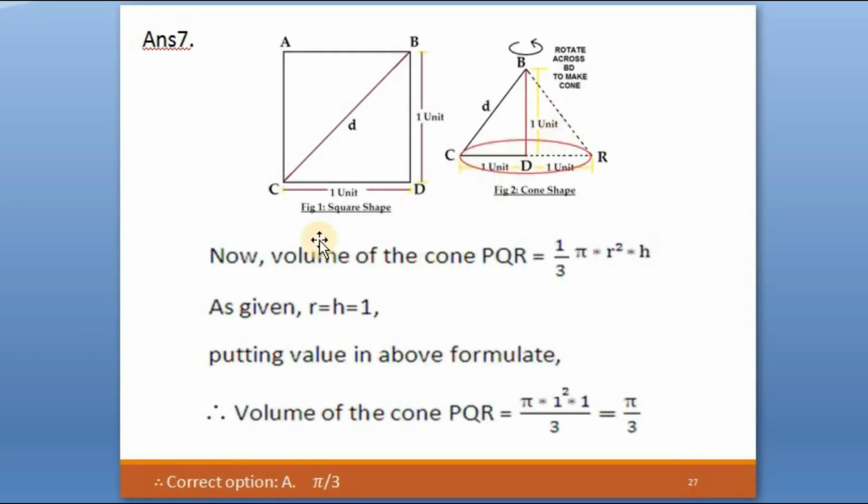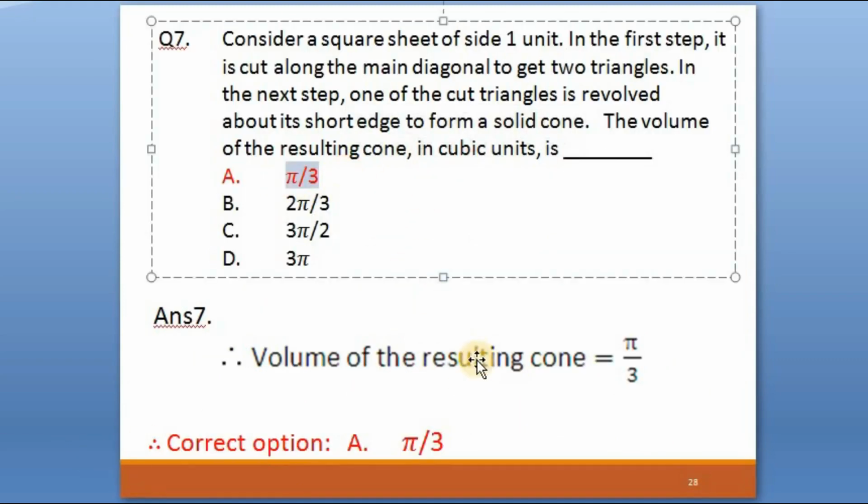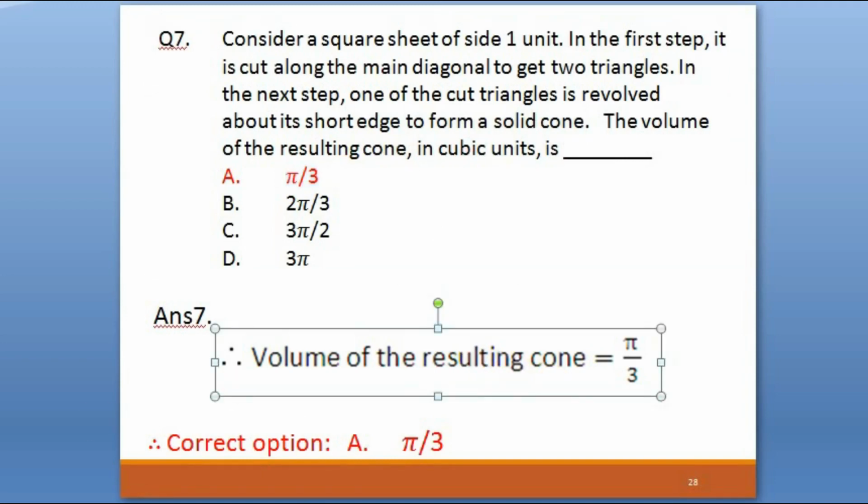cone, if some cone is PQR, then how will we calculate its volume? 1 by 3 pi r square h. So as per given condition, r and h are given as 1. So putting values in above formula, we will get the volume as pi by 3. So out of those options, the first option, pi by 3, is the right answer, right? Now let's move to the next question.